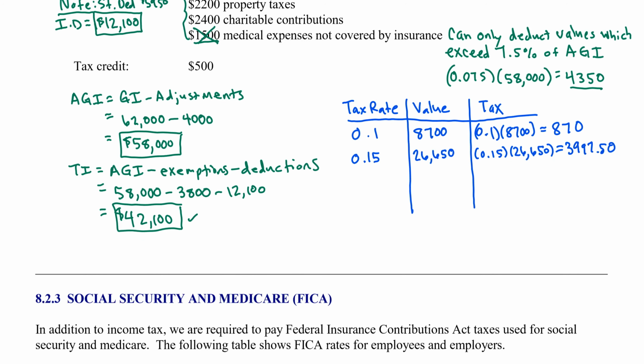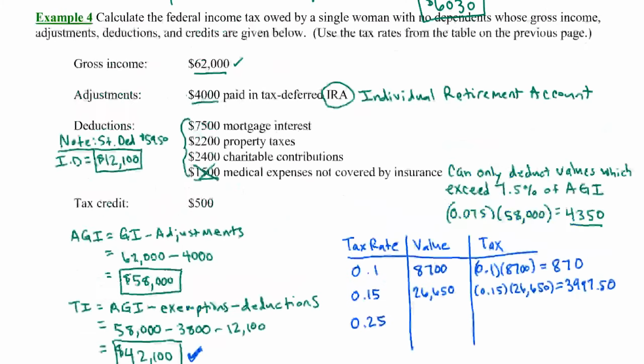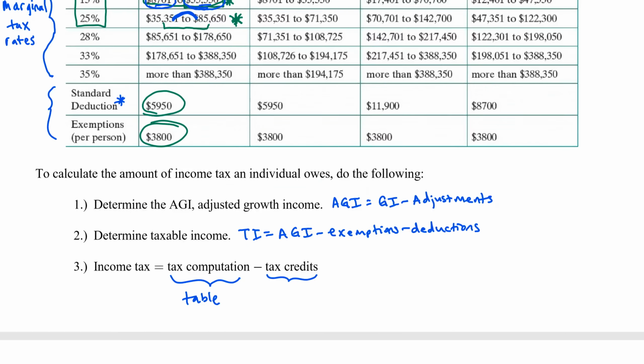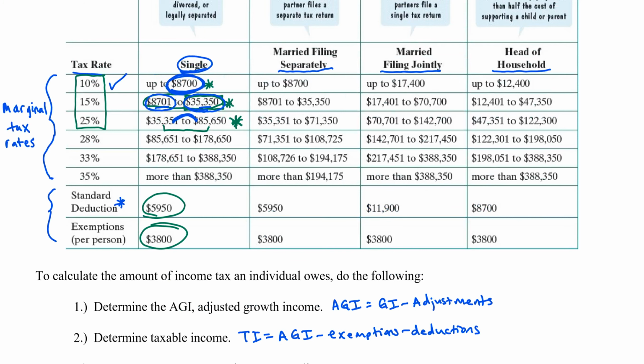Okay, now the next tax bracket is a 25% tax bracket. Remember that her taxable income is $42,100. So $42,100, let me clean this up a little bit so we can look at it. $42,100 lies in between these two values. So we're not going to charge her 25% up to this value. We're only going to charge her 25% on her income beyond the $35,350 up to her income, which lands somewhere in the middle.